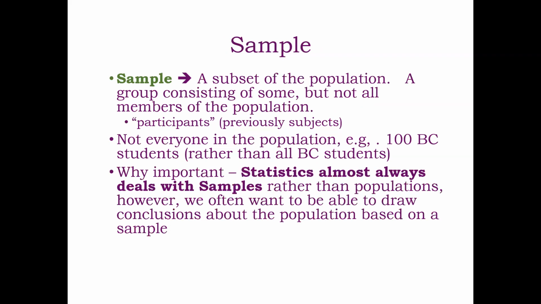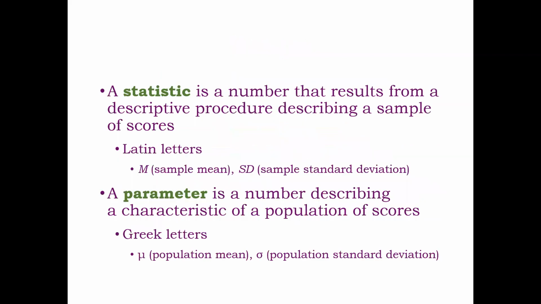Why this is important? Statistics almost always deals with samples because we can't measure the populations. We are almost never capable of getting everybody to complete a survey or come into the lab or so forth. And we want to be able to draw conclusions about the population based on a subset, based on the sample, okay? So a few more things.